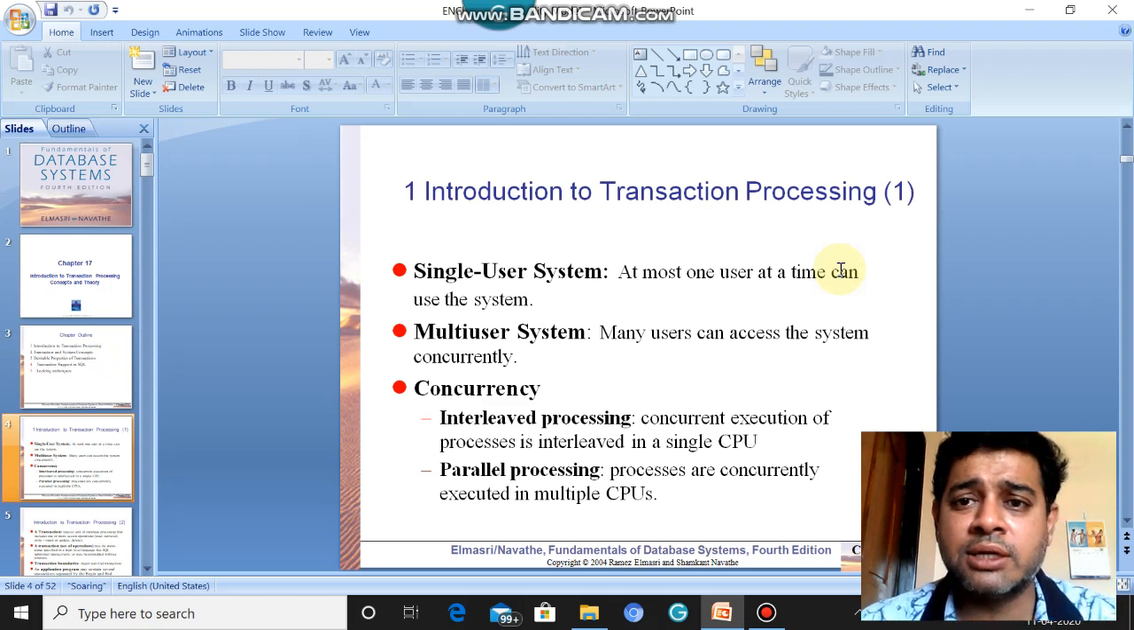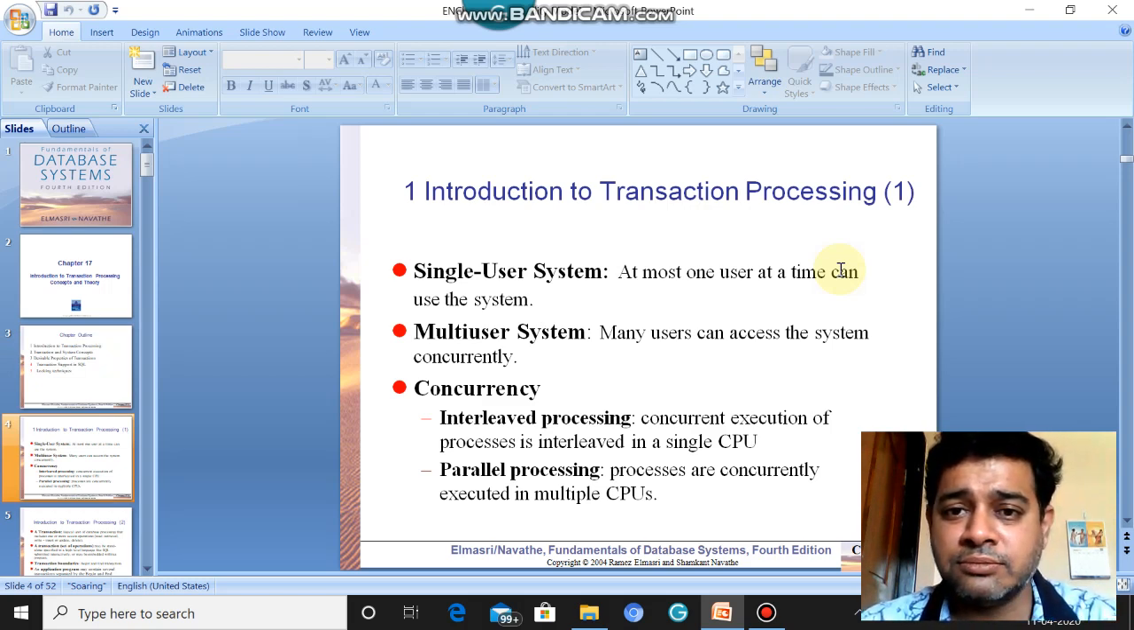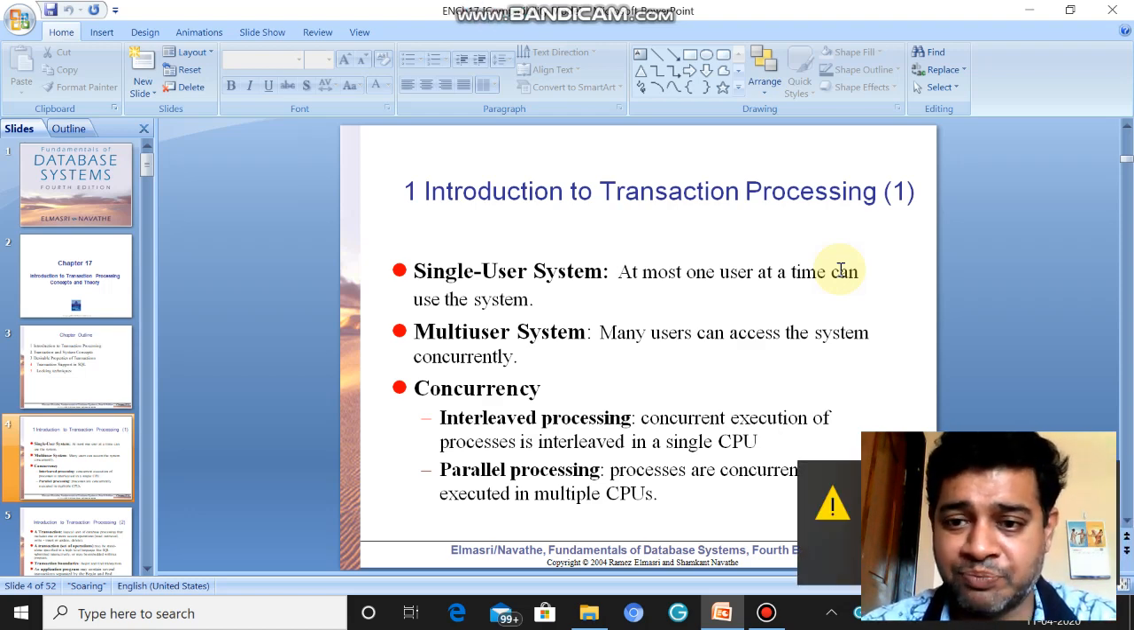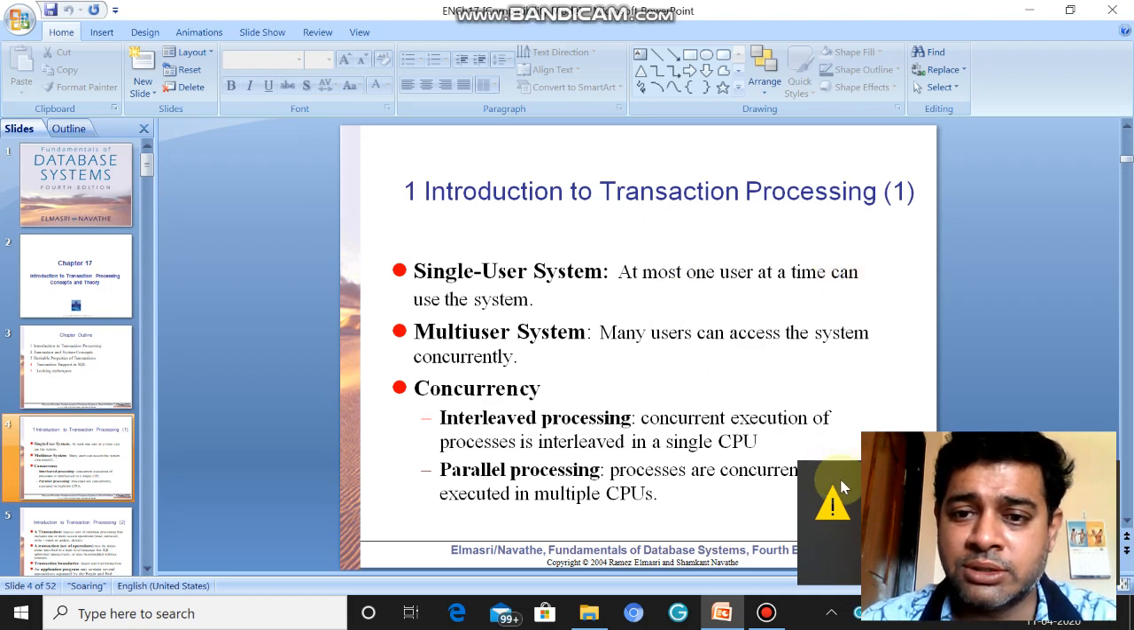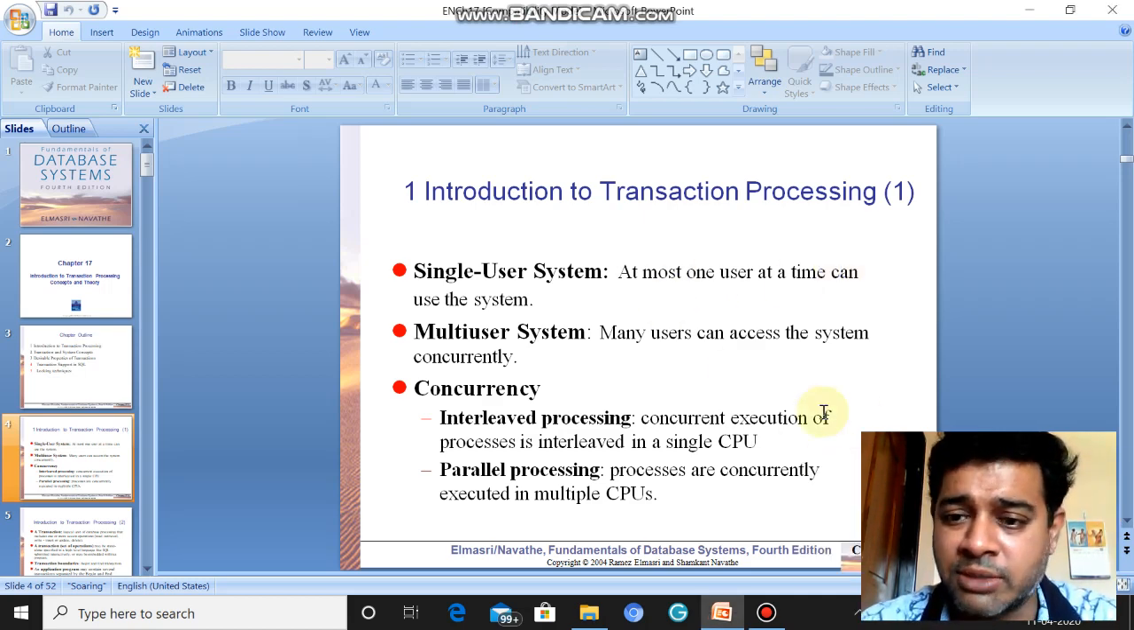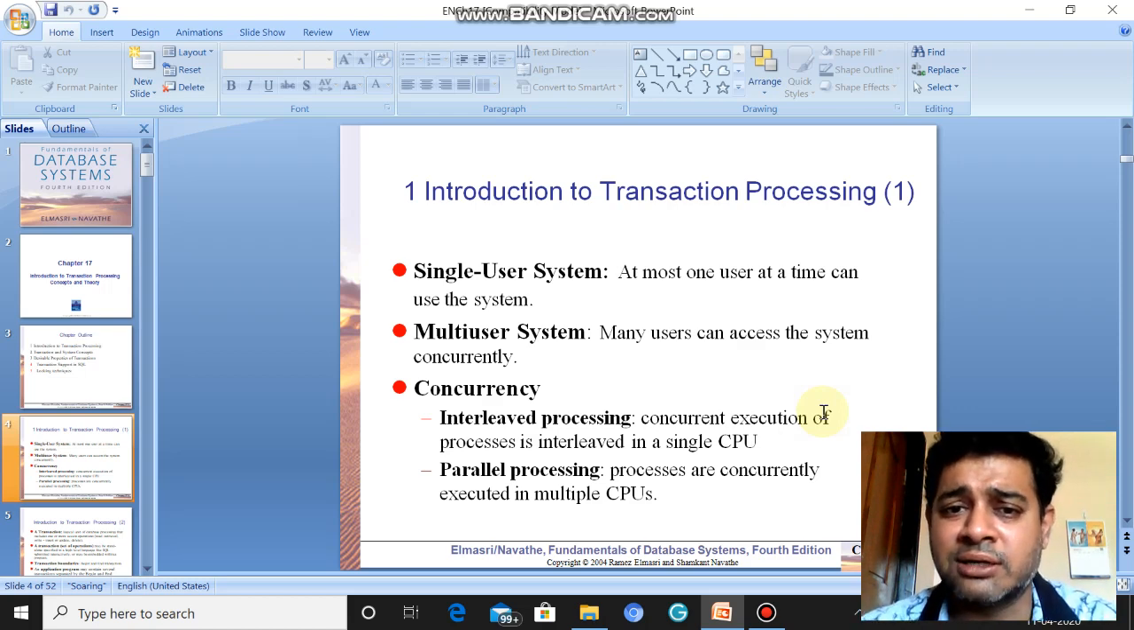So already we have seen there are many systems. A single user system is one where only one user can operate at a single instance of time. Then multi-user systems, where many users can access the system concurrently at the same time. A single user system is nothing but what we are using presently, where a single user is operating a single system, and only he is the person authorized to use that system.